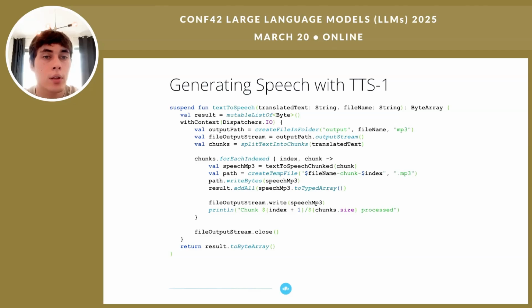Here we take the text that we want to translate, we split it into chunks of not more than 4,000 characters each, because this is a restriction of the TTS1 model. It cannot generate speech for more than 4,000 something characters at once. So we split it into chunks of smaller text. Then we generate MP3 files, and then we merge them together into a single byte array. And this will be our MP3 file in Russian, which we will later use for distribution.